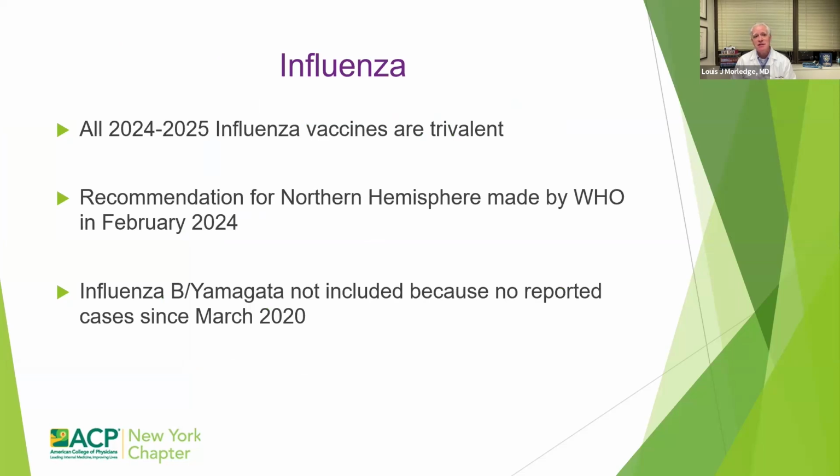Important distinctions during this season: all 2024 to 2025 influenza vaccines are now trivalent. The influenza B Yamagata strain is not included because there have been no reported cases since March of 2020. And the recommendations for the strains that are included in the vaccine, as many of you may know, are usually made by the WHO in February of 2024.